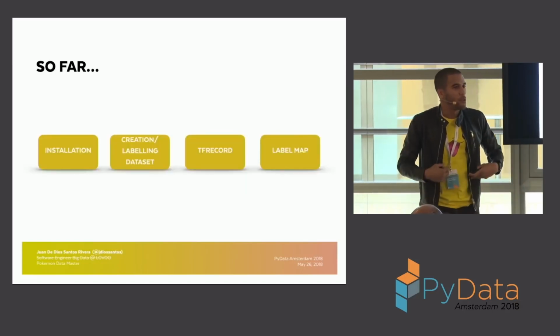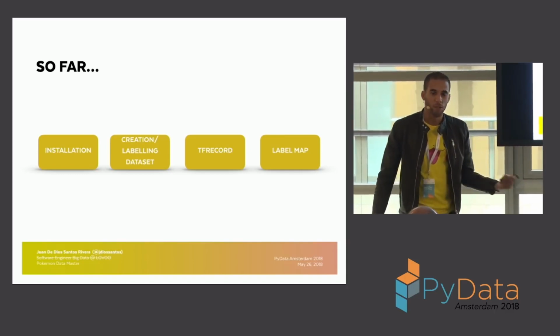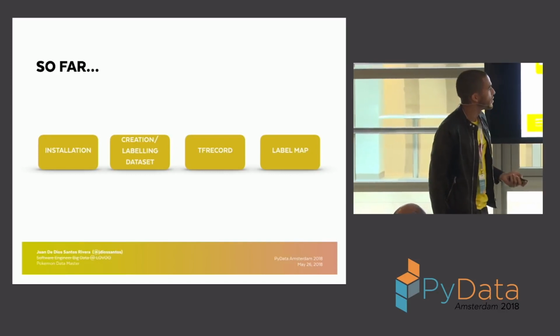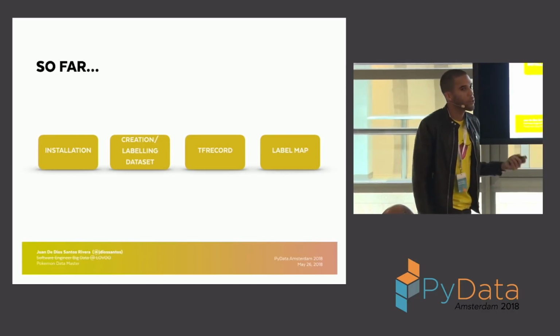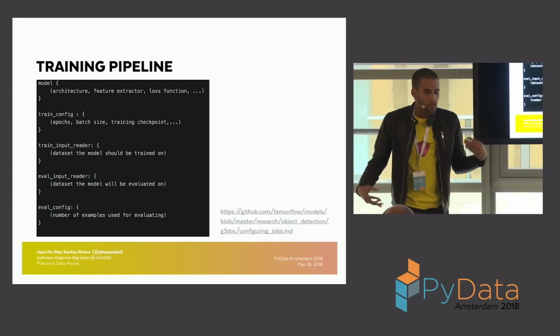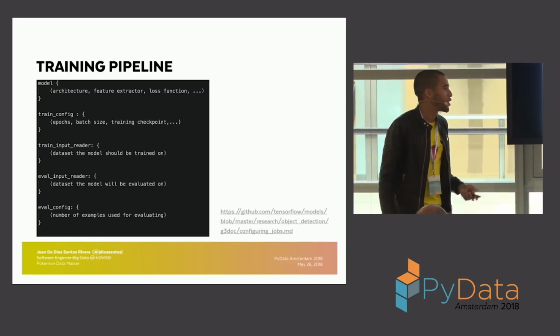So far, let me breathe a bit. I talked about how to install TensorFlow and what exactly we need. I talked about how we have to create the dataset and how to label the dataset, followed by creating the TF record file and the label map. Now let's move on to something more interesting. How do we train this? Because this is the good part.